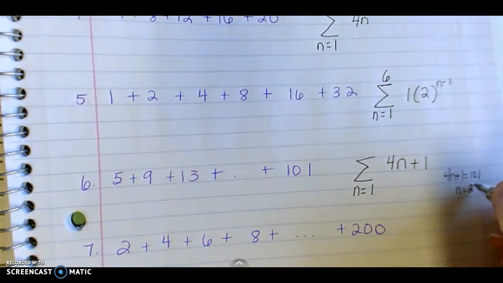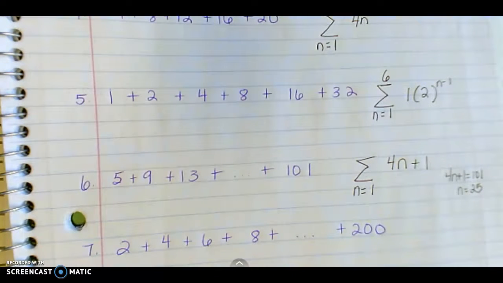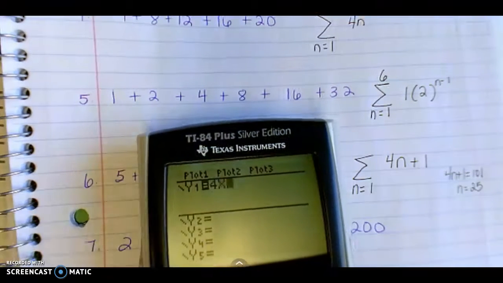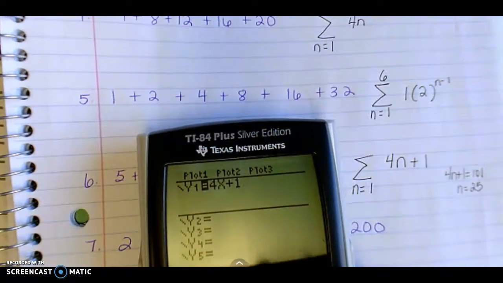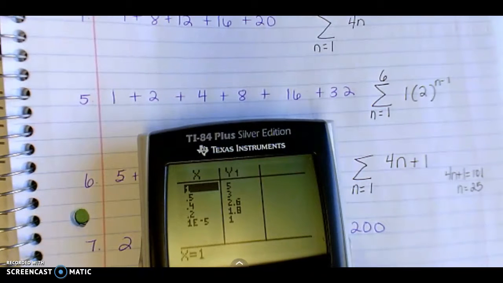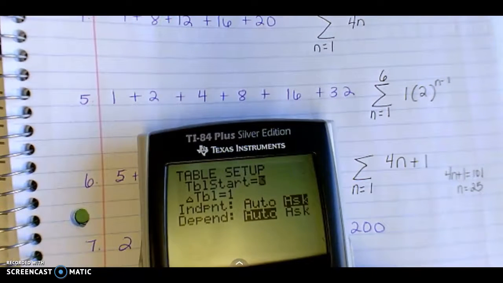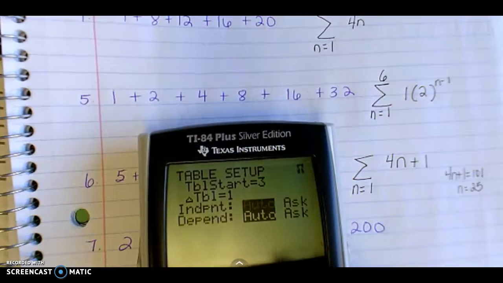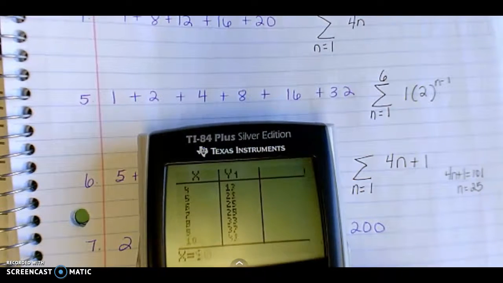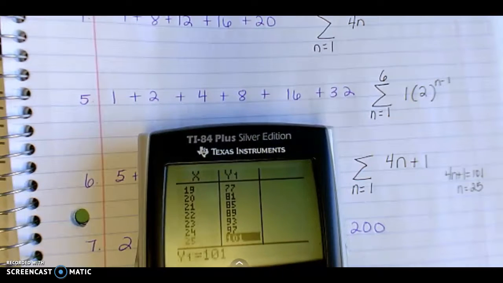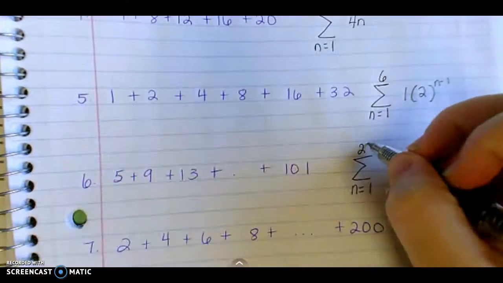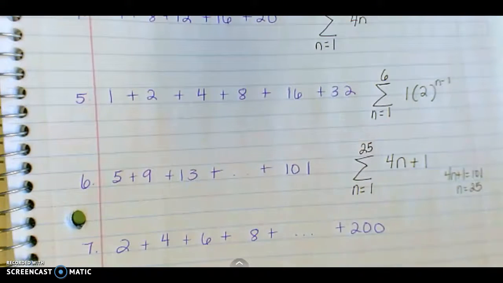You do get 25. I will remind you that you could put the equation in the calculator. Since you have your calculators for this, you could go to your table. I'm on Ask right now, so I need to go to Auto. But what I'm going to look for when I go to the table is I'm going to look for 101 because I know that's the last term that we're talking about. There's 101, so I know that 25 is the last term. That's the other way to do it if you don't want to just solve the equation.